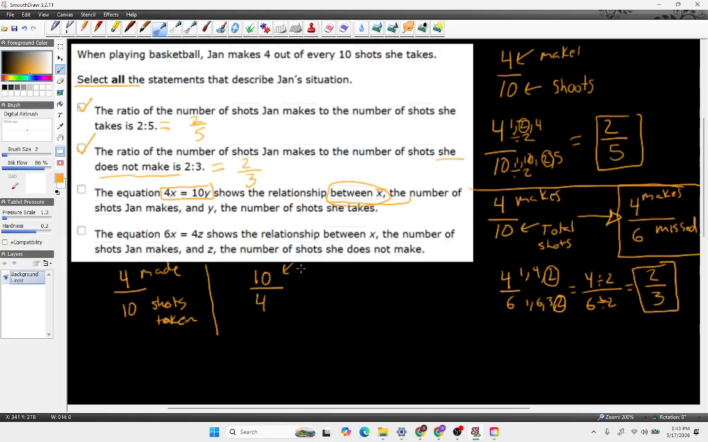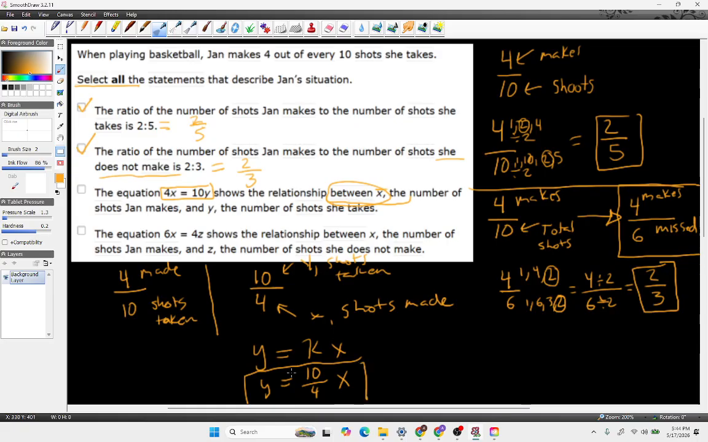So I'm going to say our Y is the number of shots taken. So this is Y, shots taken. This is X, shots made. Okay. And now it's just a matter of plugging this in, Y equals KX. So we have Y equals 10 over 4X.